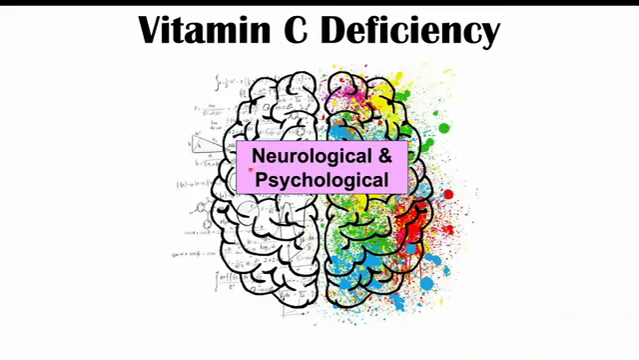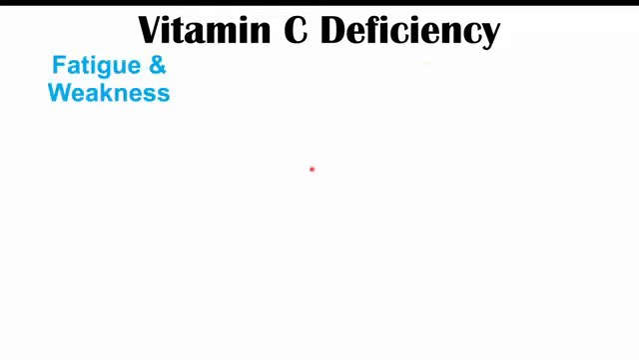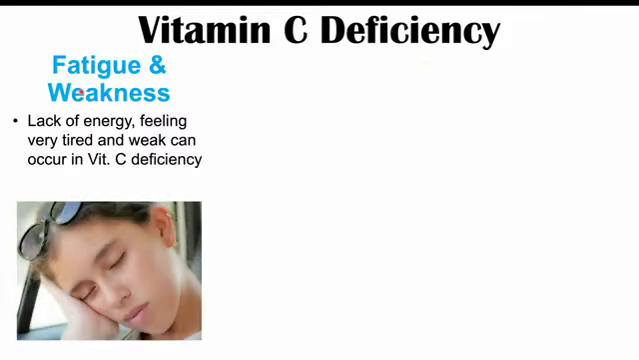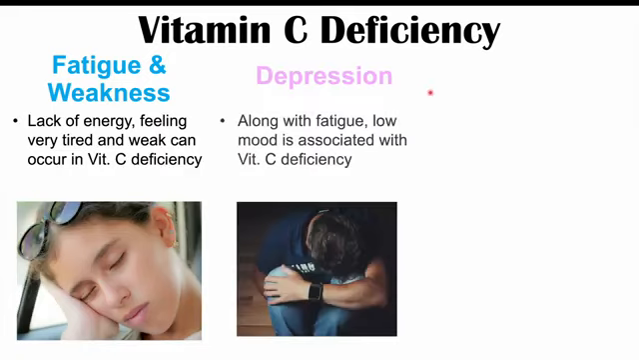And then we can also see neurological and psychological signs and symptoms. These can include fatigue and weakness. So lack of energy, feeling very tired and weak can occur in vitamin C deficiency. We can also see issues with depression. Depression, along with the fatigue, low mood is associated with vitamin C deficiency, and irritability can occur with this as well. So they can have a very irritable temperament.